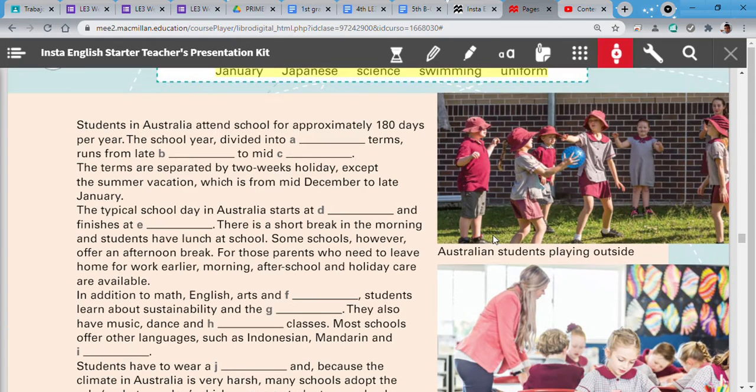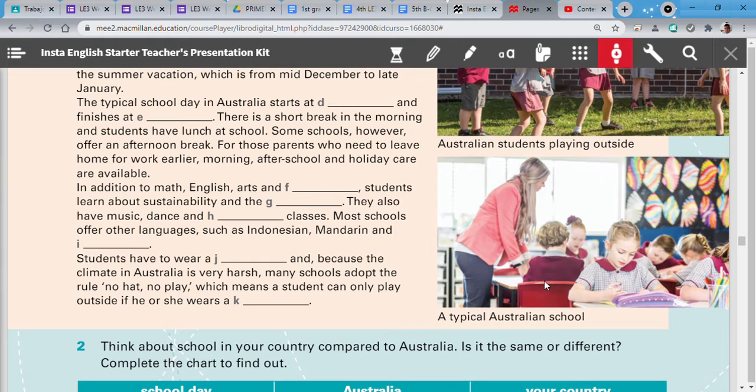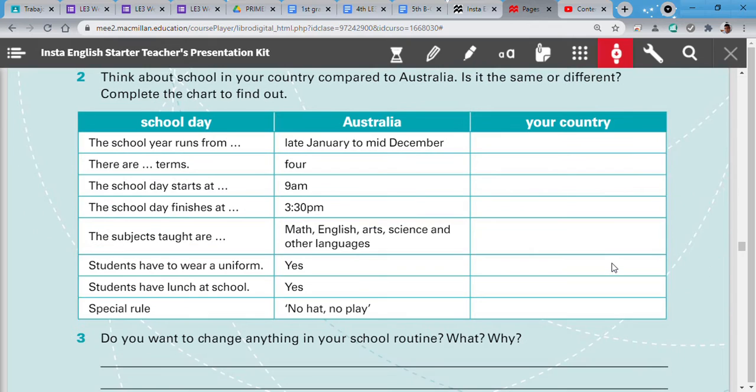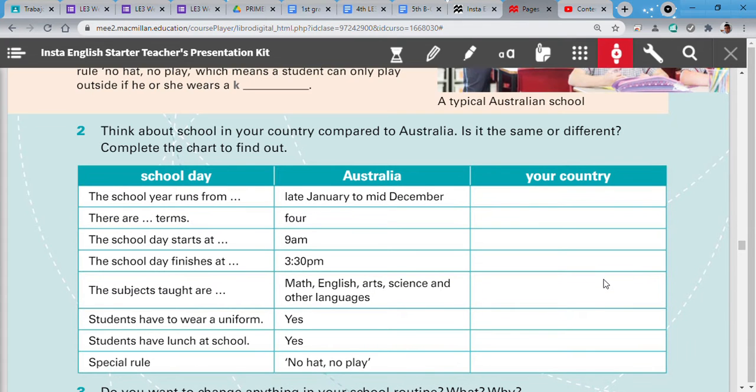And it says Australian students playing outside. In the second picture, the students are also wearing a uniform, but they are not outside. They are in a typical Australian school. They are in classes. And here is the teacher. Well, let's continue. Think about school in your country compared to Australia. Is it the same or different? Complete the chart to find out.